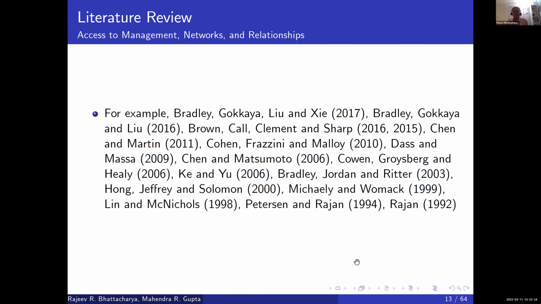But we would be very appreciative of any thoughts. Access to management networks and relationships. This literature has been very influential, especially it turns out that these old boys networks are often quite powerful. There has been some work suggesting that people with foreign sounding names, for instance, don't get as much access to management, these networks.